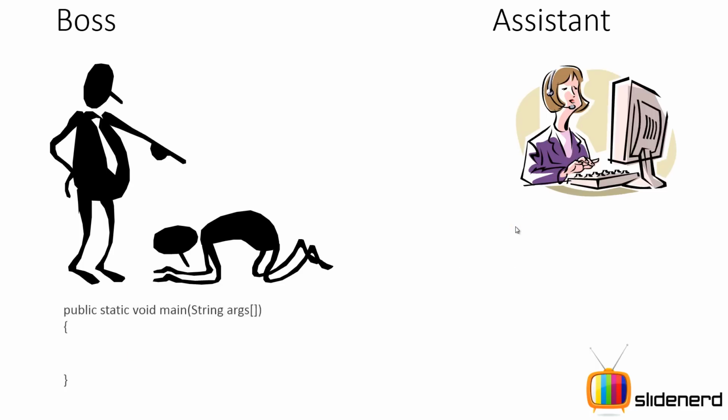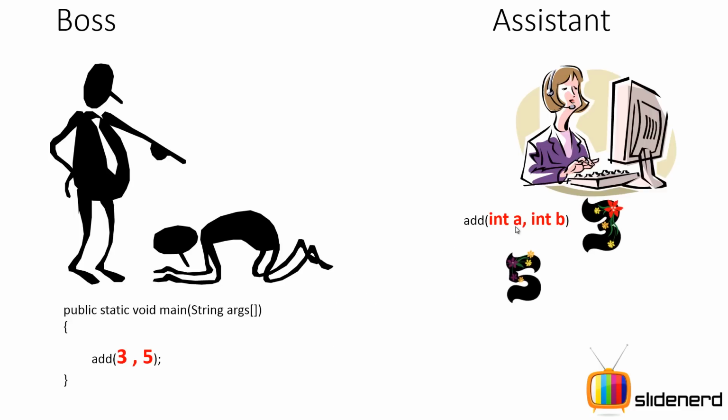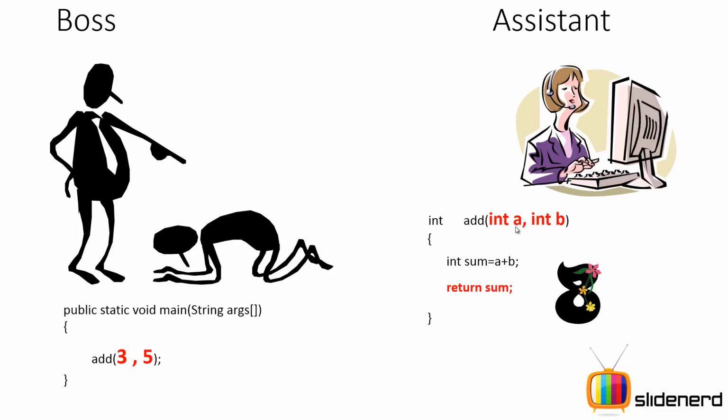So this time the boss is going to do the same thing, saying add 3 comma 5. The assistant is going to look the same way, int a, int b, right? 3 goes here inside a, 5 goes here inside b. The assistant calculates the addition of 3 and 5 here by saying sum equals a plus b, and then look at this statement over here. It says return sum. What does that mean? This means this assistant is going to calculate 8. This 8 is going to be thrown back to the boss. Take a look over there.